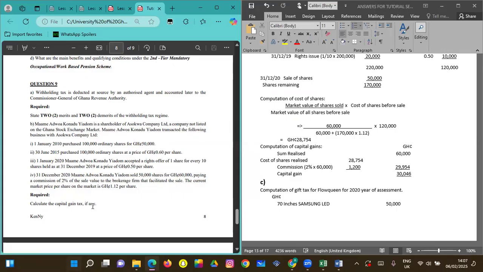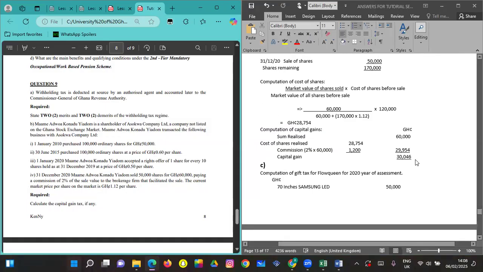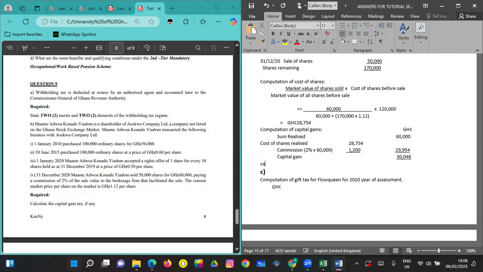compute the capital gains tax if any. So capital gain is here. Capital gain is going to be 15% times 6, going to give us 4506.